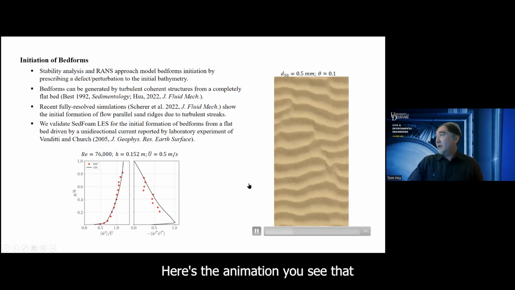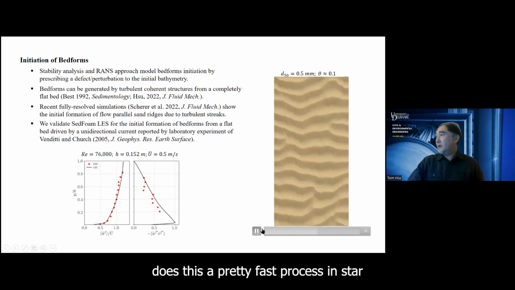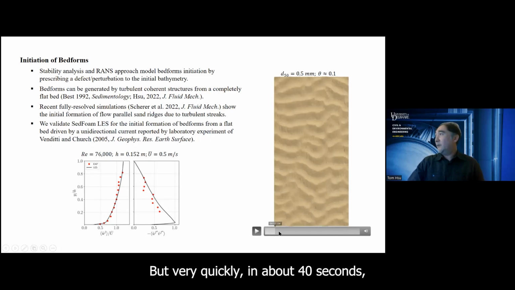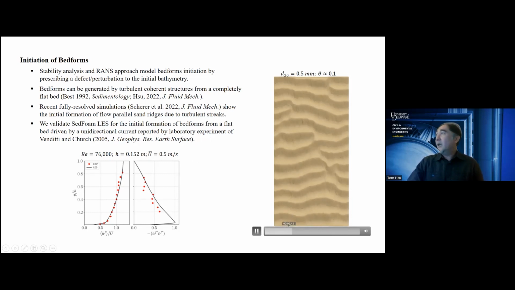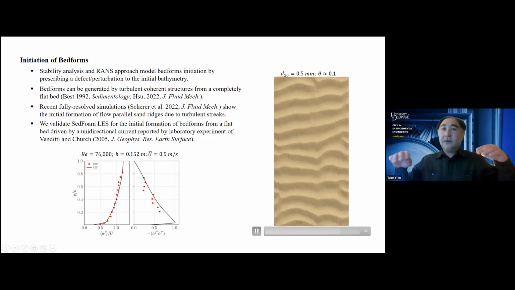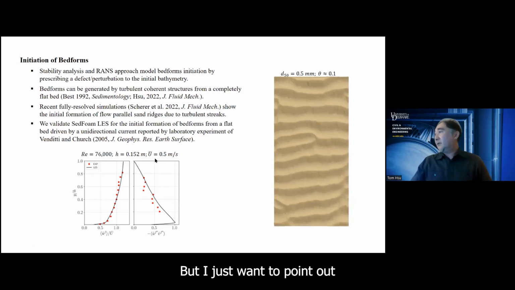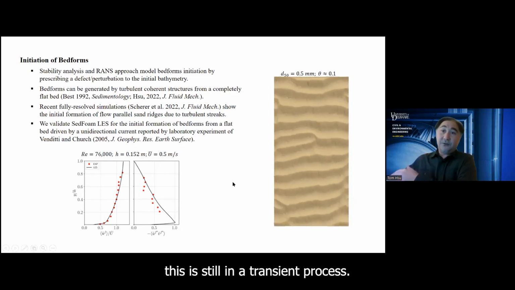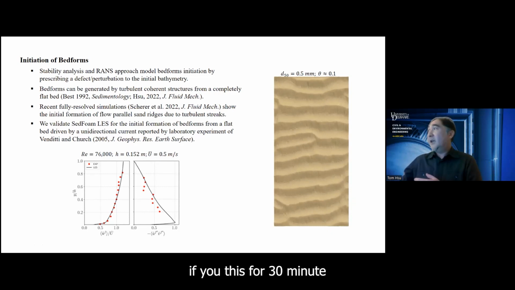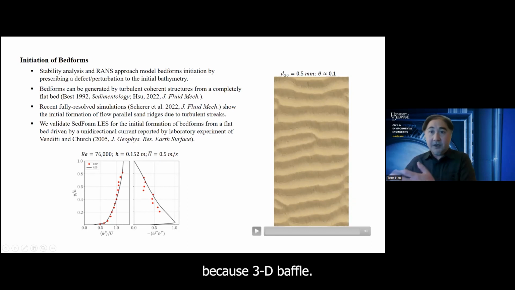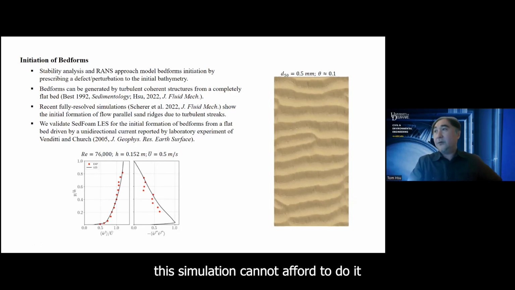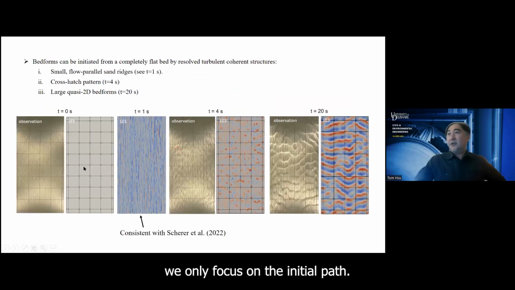You see that this is a pretty fast process. It starts with some smaller features, which I'll show you more later. But very quickly, in about 40 seconds, you develop into this more flow quasi 2D bed form. But I just want to point out, this is still in the transient process. Okay, so in the real experiment, if you run this for 30 minutes, eventually the 2D bed form becomes 3D bed form. But of course, this is a part that right now our large eddy simulation cannot afford to do. So we only focus on the initial part.